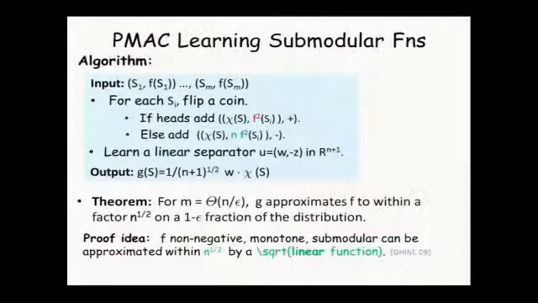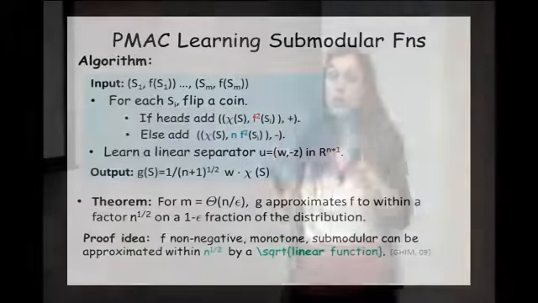Right? So this is for subadditive functions. Now in the case when the target function is a submodular function, we can use a stronger structural result due to Goemans et al., which says that any non-negative monotone submodular function can be approximated everywhere to within a factor of square root of n by square root of a linear function.